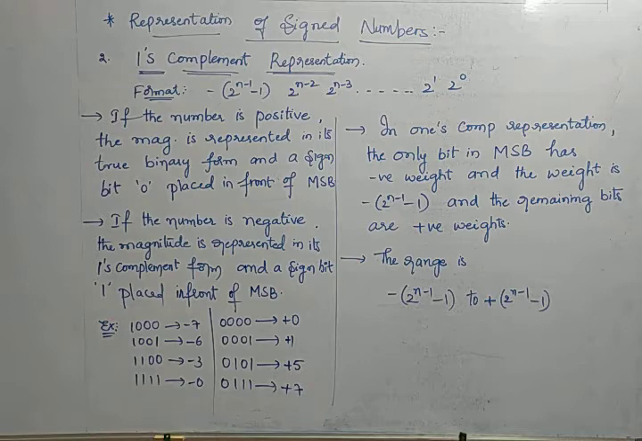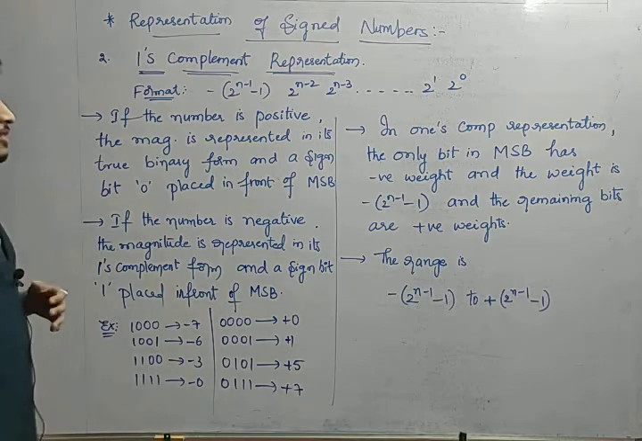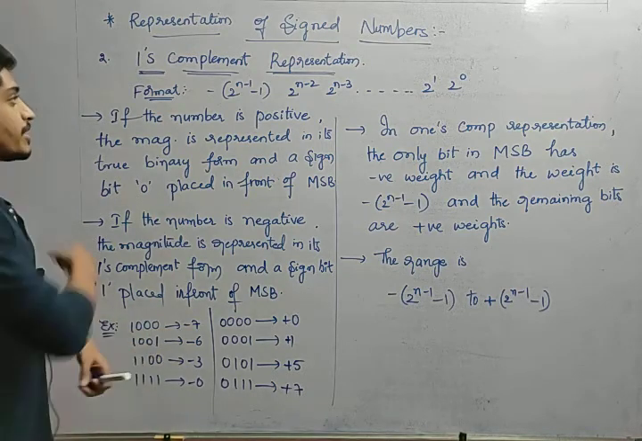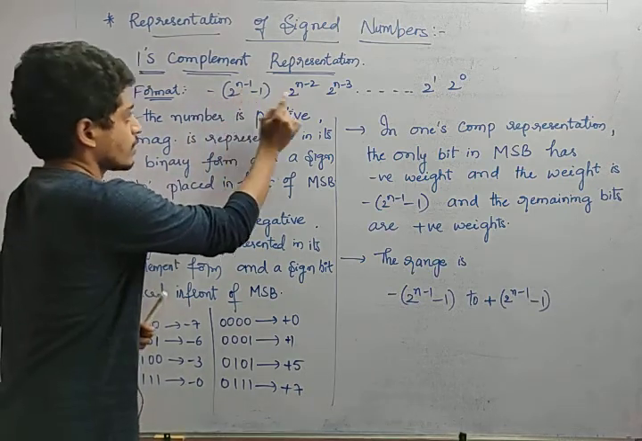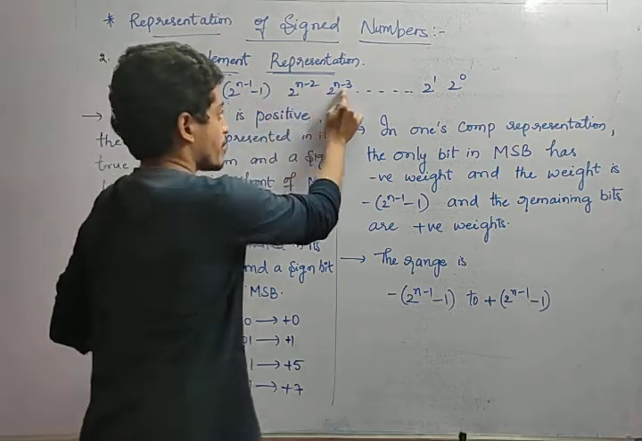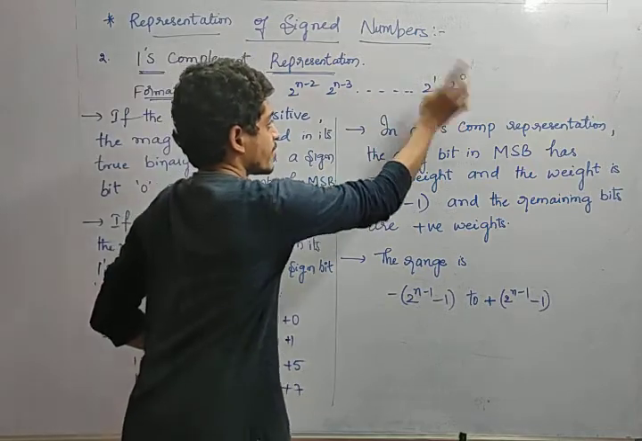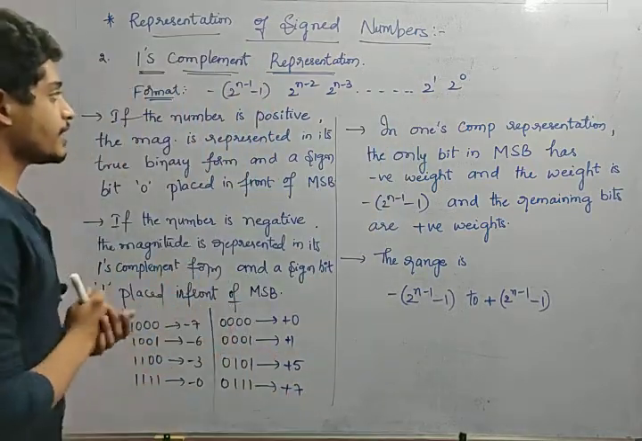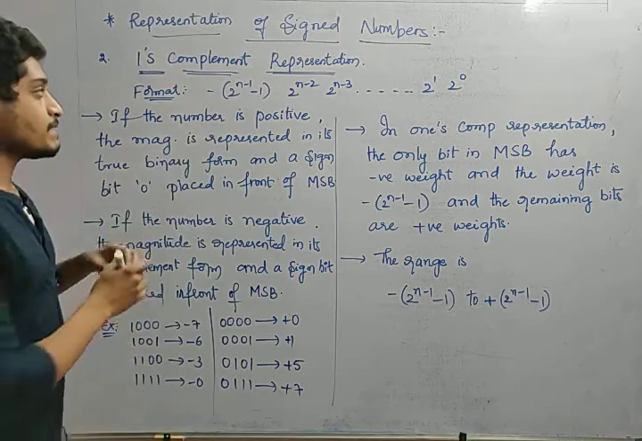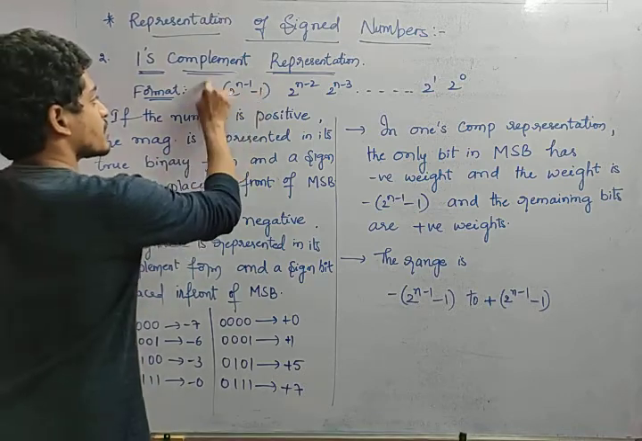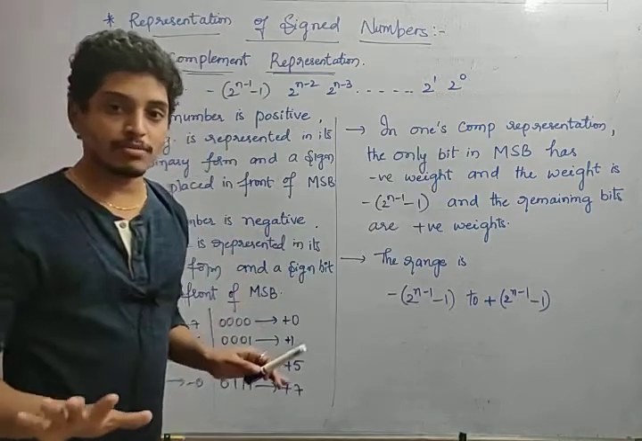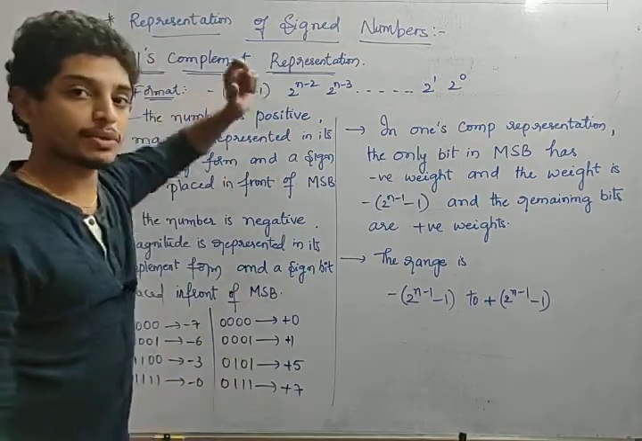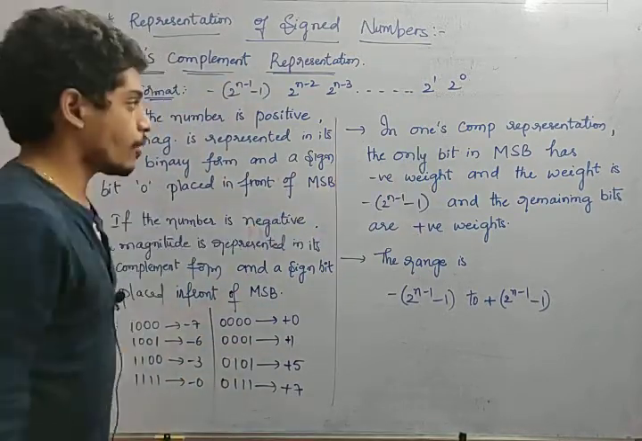Now next concept, friends, ones complement representation. The general format of ones complement representation is minus of 2 power n minus 1 minus 1, 2 power n minus 2, 2 power n minus 3, and so on, 2 power 1 and 2 power 0. See friends, carefully, only the MSB bit is having the negative term, that's all. The remaining n minus 1 digits are in positive terms only, but only the MSB bit is the negative term. Remember that.